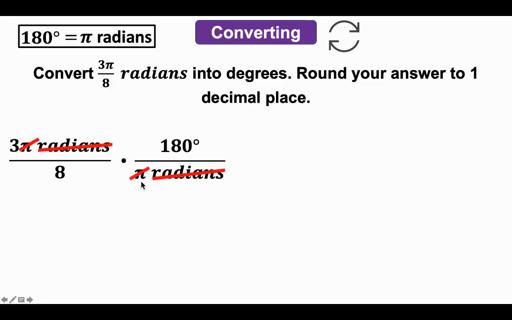All right. And then now just multiply across the top. So 3 times 180 degrees. Make sure you have your units on there because they want it in degrees. So we're going to put our degree on there. The radians are gone, divided by 8. So now just plug that into a calculator. 3 times 180 divided by 8. And you should end up exactly at 67.5 degrees.